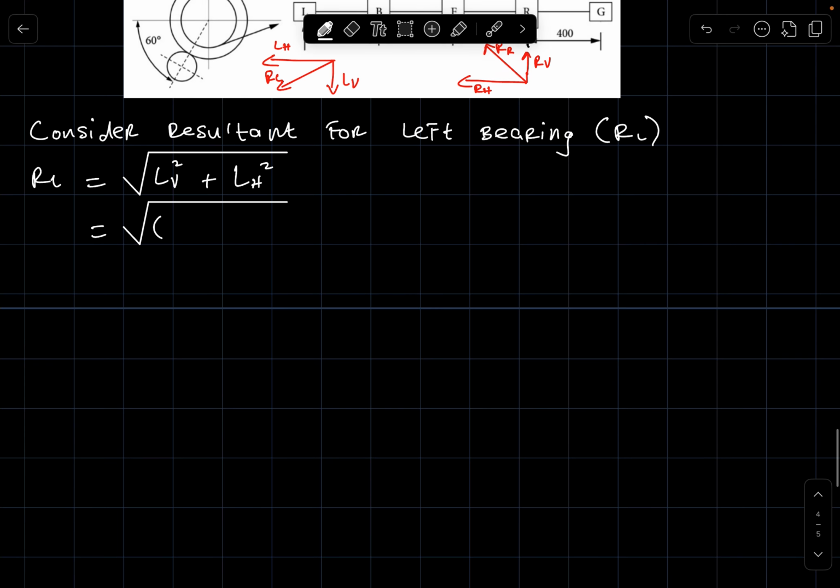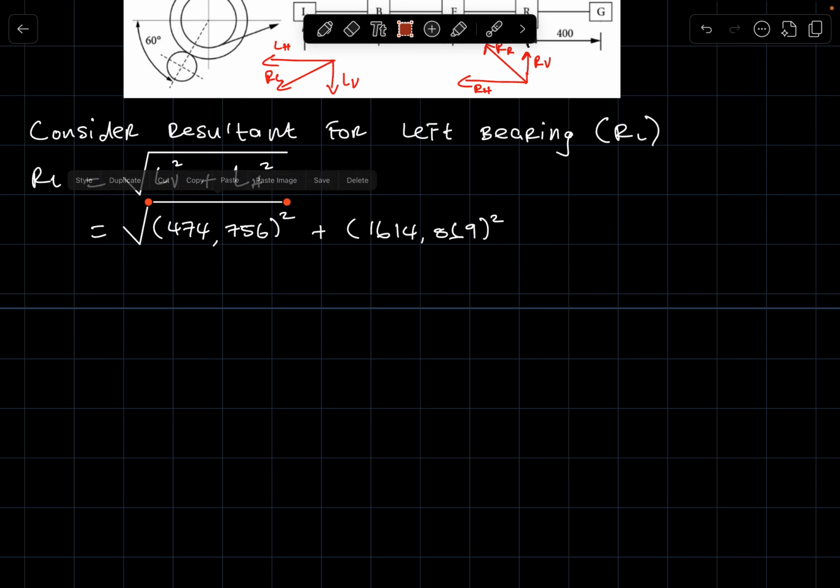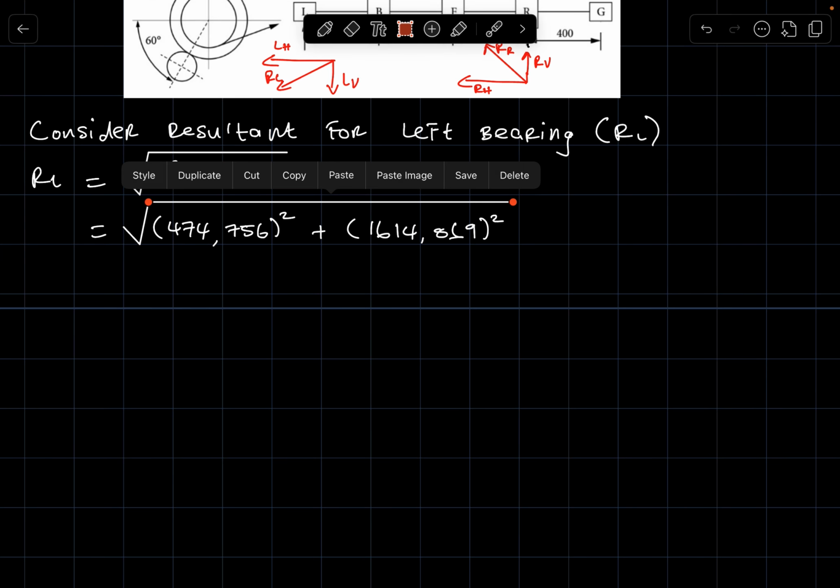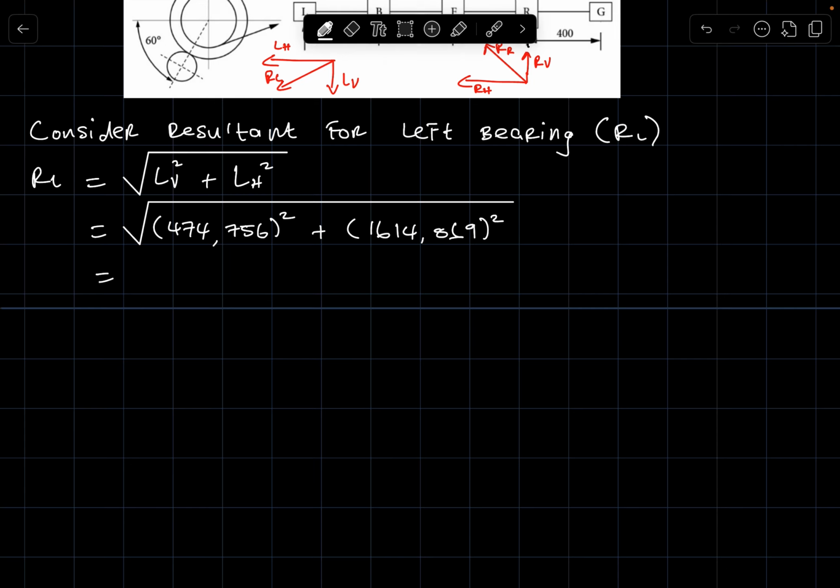So now you substitute. LV is 474,756. Remember, all this is squared, plus LH, which is 1614,869 squared. Right, so all of this is under square root, and if you punch this in your calculators, you should get 1683,210 newtons.